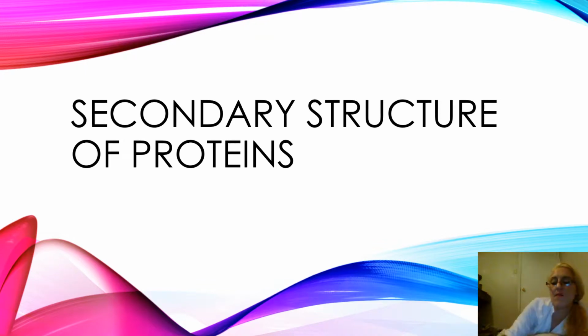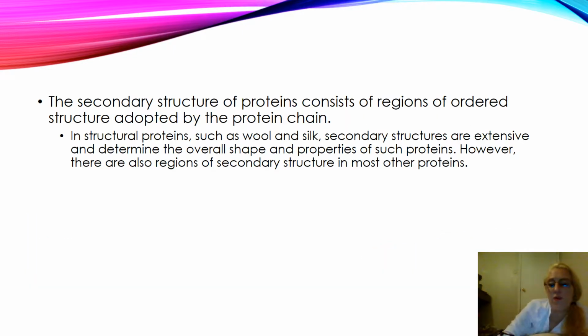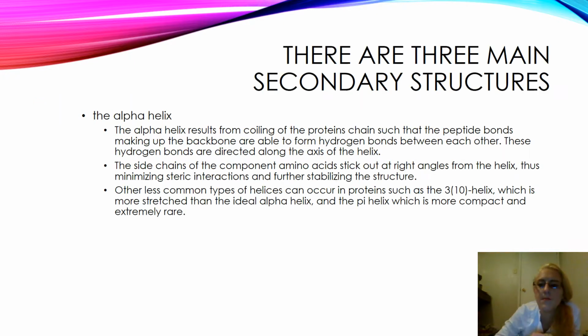The secondary structure of proteins. The secondary structure of proteins consists of regions of ordered structure adopted by the protein chain. In structural proteins such as wool and silk, the secondary structures are extensive and determine the overall shape and properties of such proteins. However, there are also regions of secondary structure in most other proteins. There are three main secondary structures.